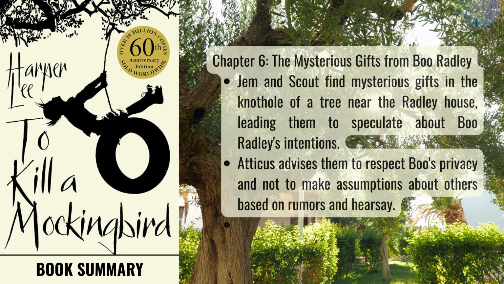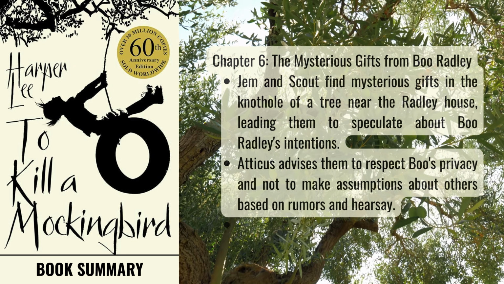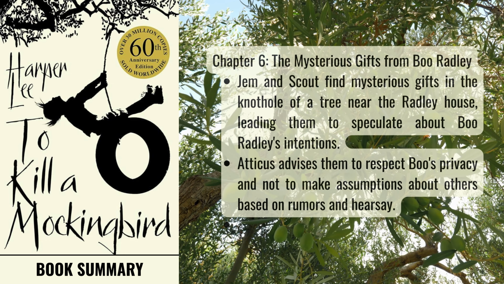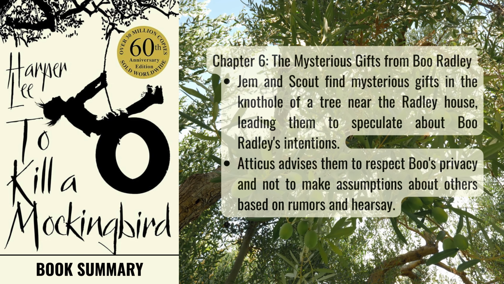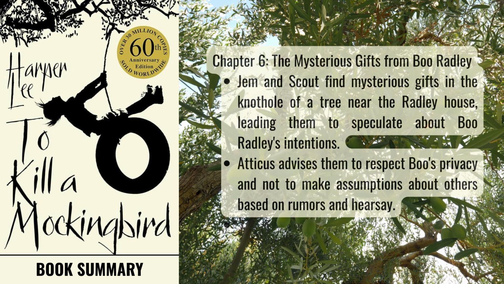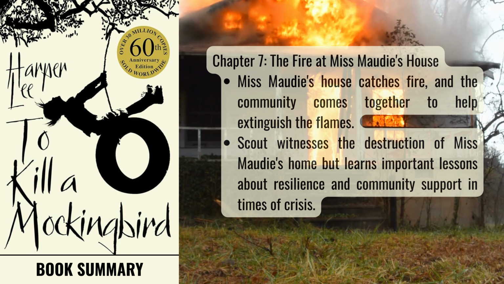Chapter 6. The Mysterious Gifts from Boo Radley. Jem and Scout find mysterious gifts in the knothole of a tree near the Radley house, leading them to speculate about Boo Radley's intentions. Atticus advises them to respect Boo's privacy and not to make assumptions about others based on rumors and hearsay.